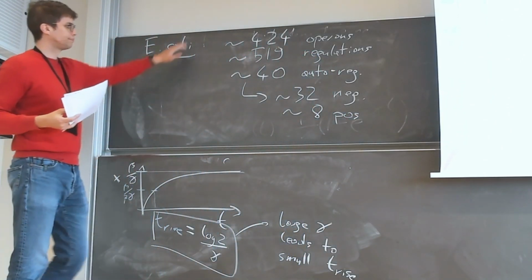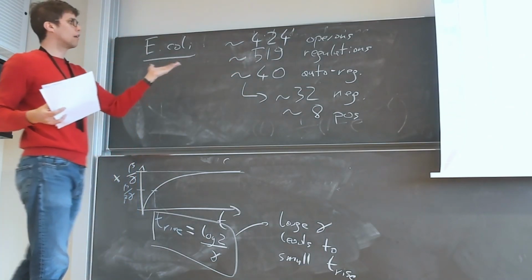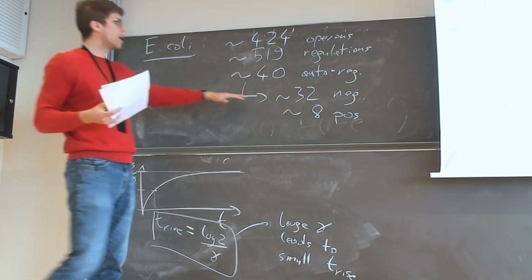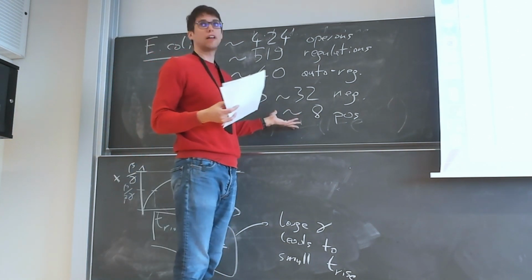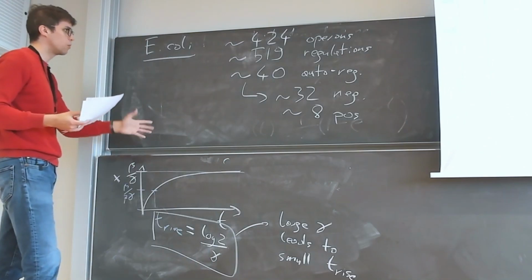What does this tell us? So first of all, if you're doing autoregulation, evolution has made it such that negative autoregulation is much more prevalent than positive autoregulation. Okay, we can see why in a second.